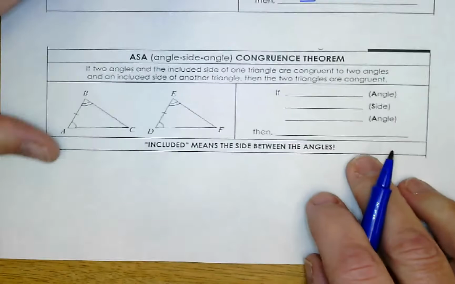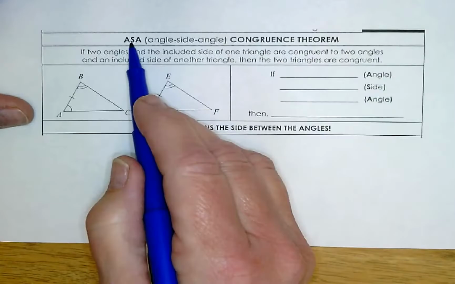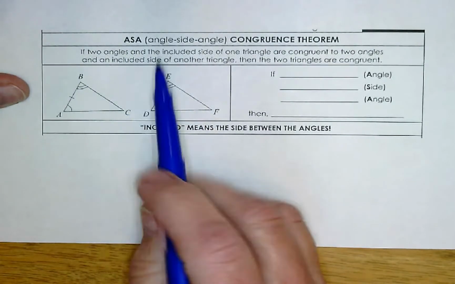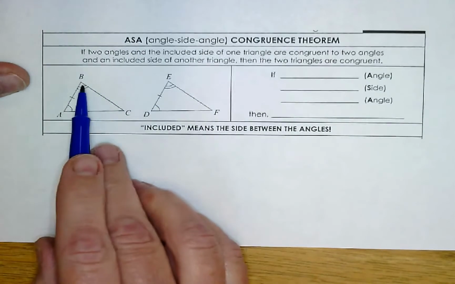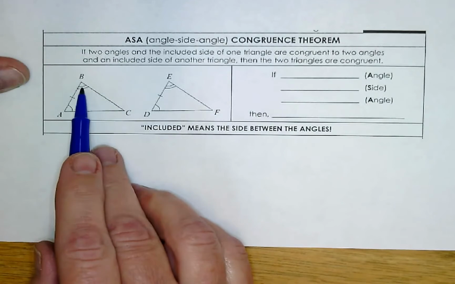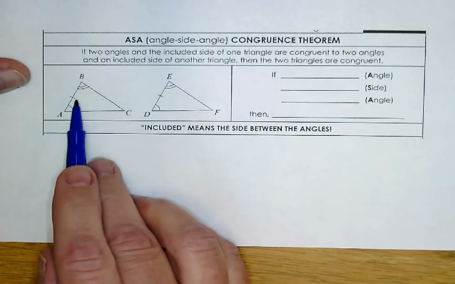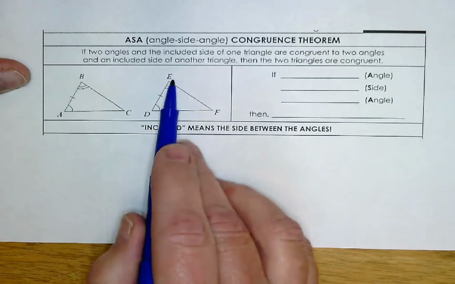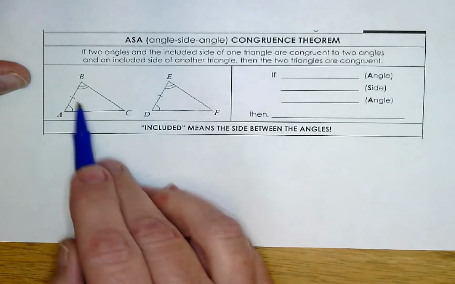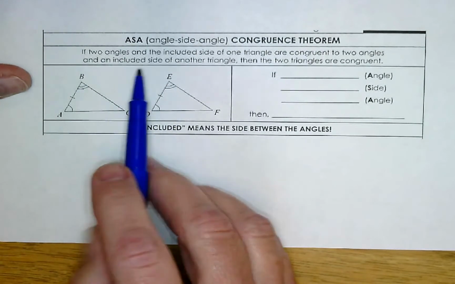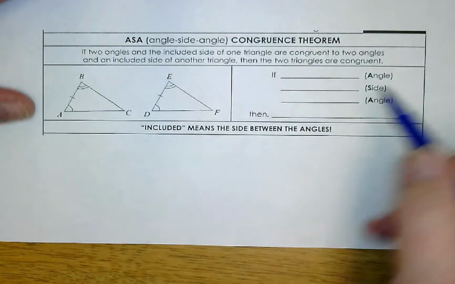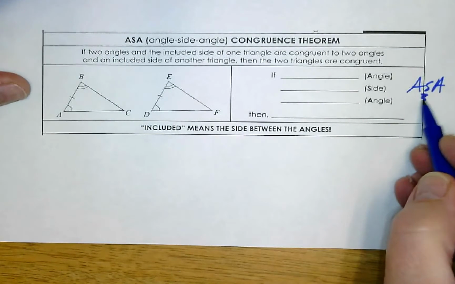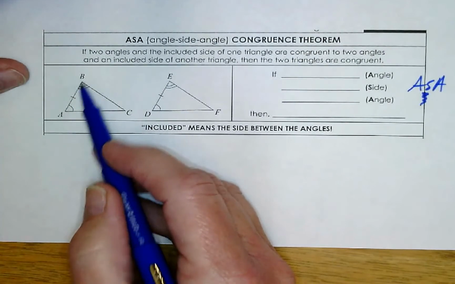Angle, side, angle. In this one, the side is included between the angles. Remember, like we did on page 1? The side is between the two angles that are marked. So again, it's all dealing with the markings. B and E are marked equal. A and D are marked equal. And the side between them, between those two angles, is marked. So that means these two triangles are congruent by angle, side, angle. In this one, the side between the two angles is the included side.